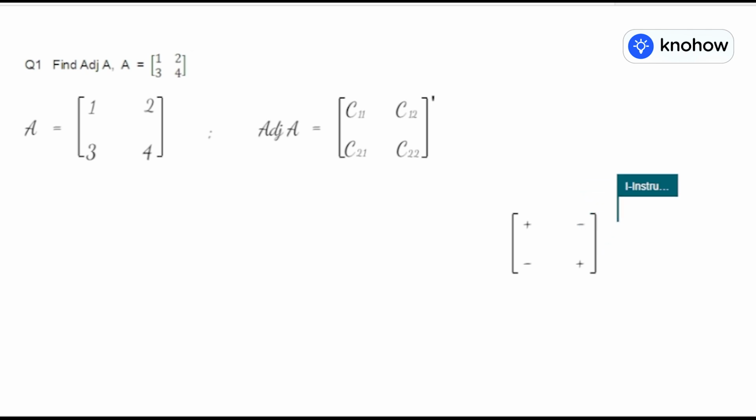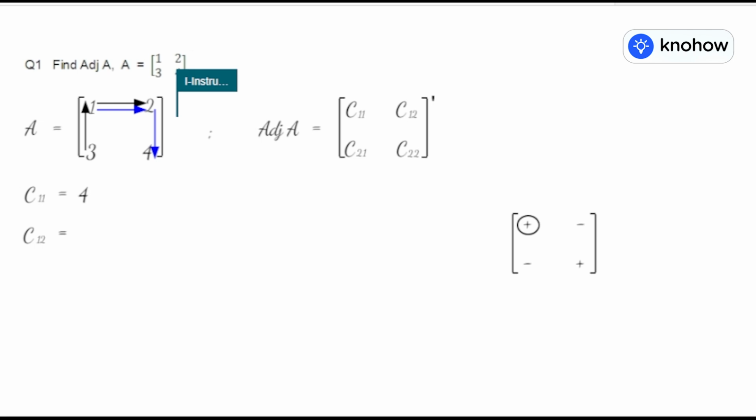Let us find one by one and then we'll substitute. What is C11? Delete the row and column through 1 and you get 4 with the same sign, plus. What is C12? Delete the row and column through 2 and you get 3 with the same sign. For C12 it is change sign, so it will be minus 3.